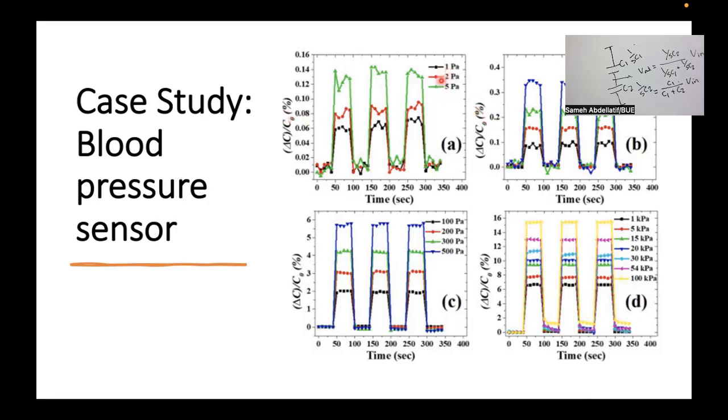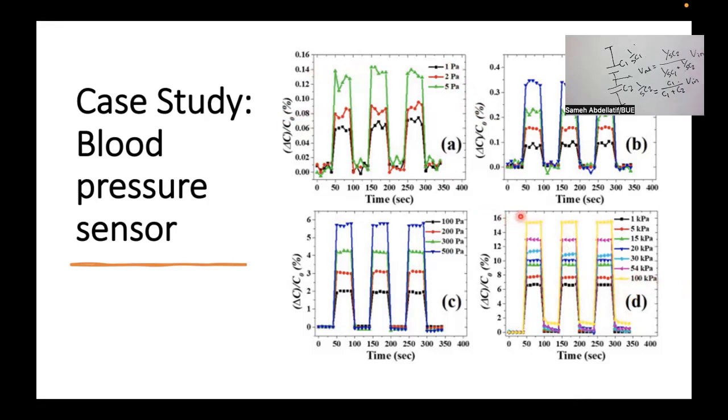When it becomes 2 Pascal, this may be 0.08. When it becomes 5 Pascal, this reaches about 0.14, which is a 14% increase in the capacitance, and so on, until we reach 100 kilopascal, which is 16 times the capacitance. So ΔC over C node is 16.